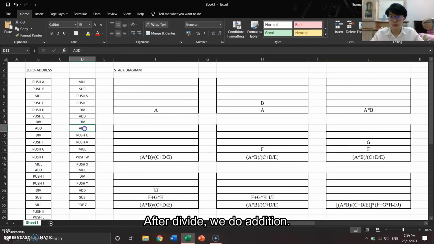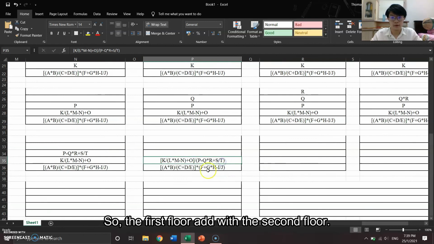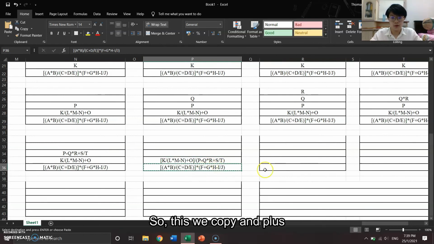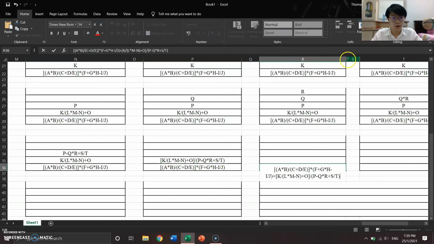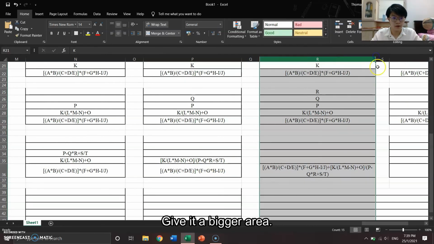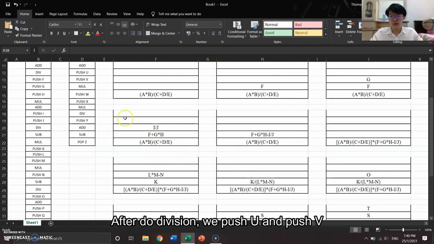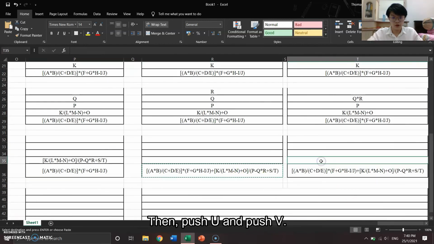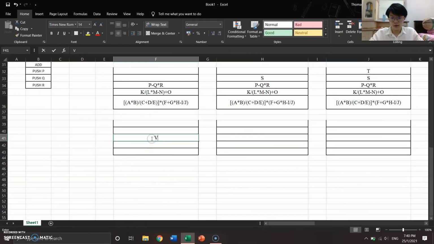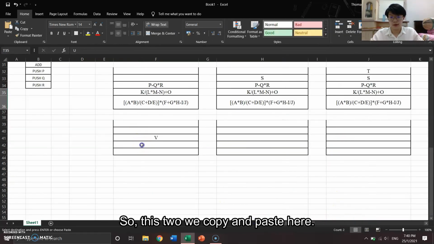After divide, we do addition. So the first floor add with the second floor. So this we copy and plus. Give it a bigger area. Okay, now it's only one floor. After division, we push U and push V. So this we copy to here, and push U and push V. So these two we copy and paste here.